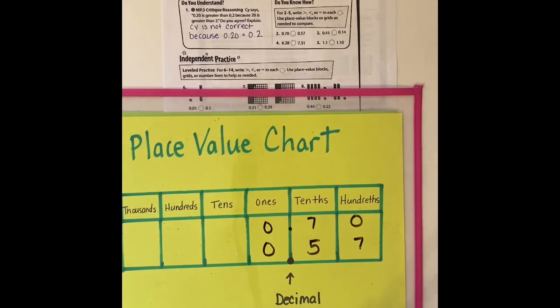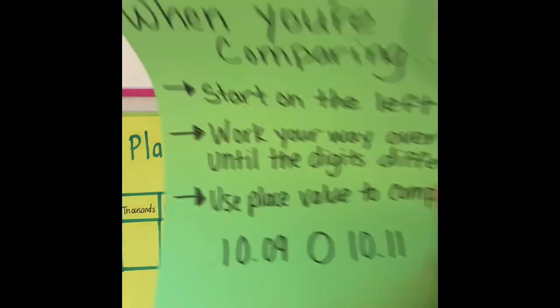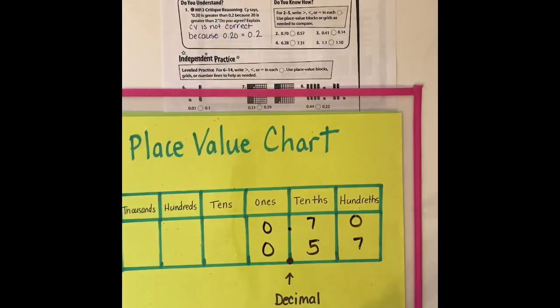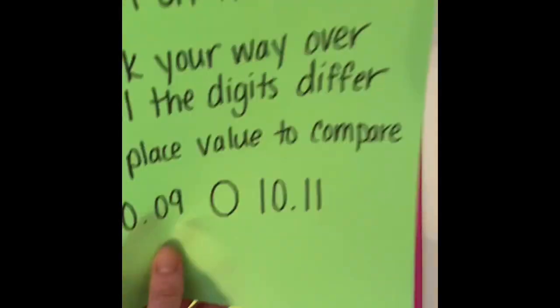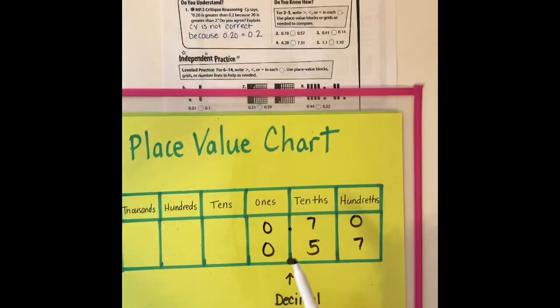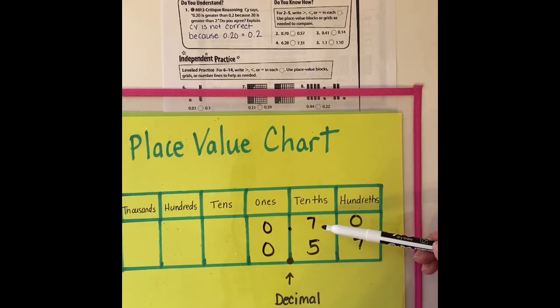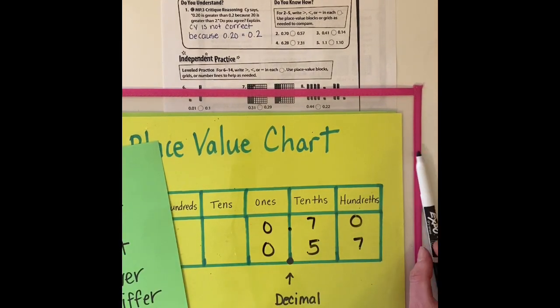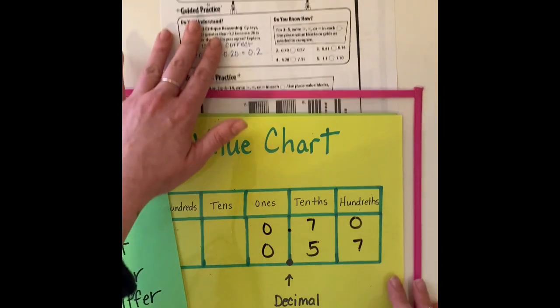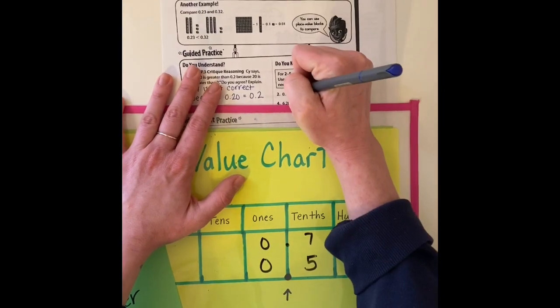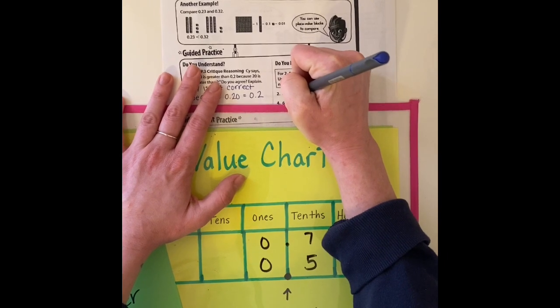I'm looking at my steps. Start on the left. Work your way over until the digits differ. So start here. They're both zeros in the ones place. Go past the decimal over to the tenths, and they are different. Which one is greater? 7 is greater than 5, so 70 hundredths is greater than 57 hundredths. So I will put on my paper a greater than.